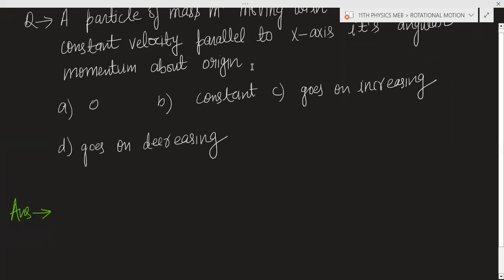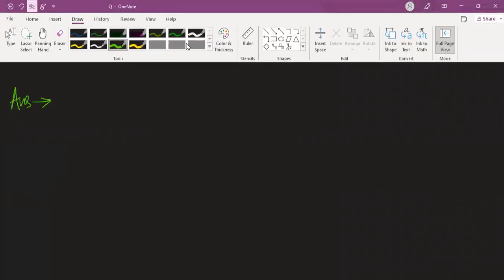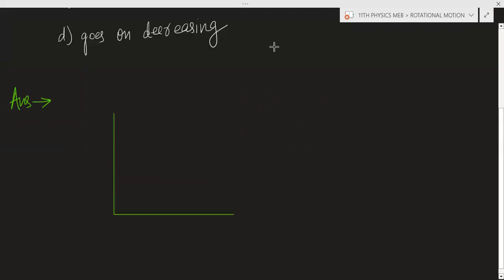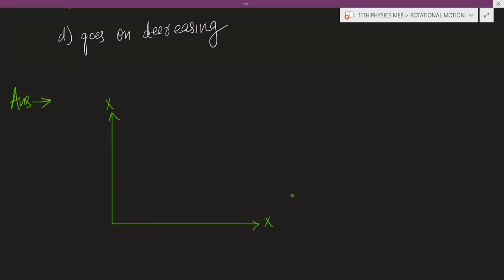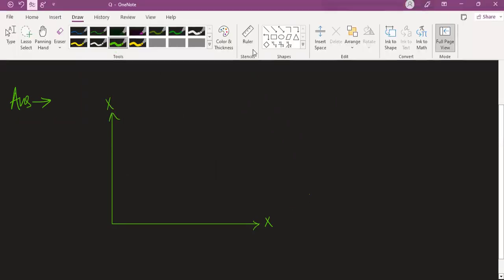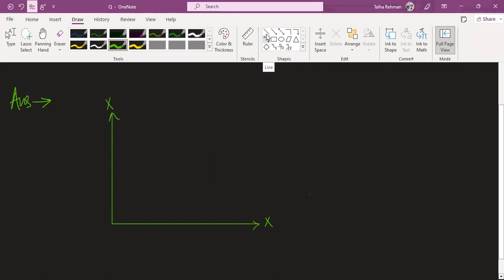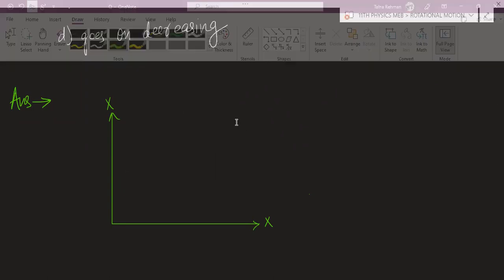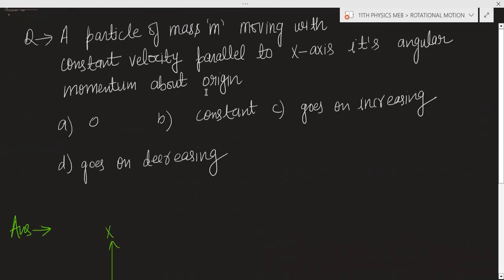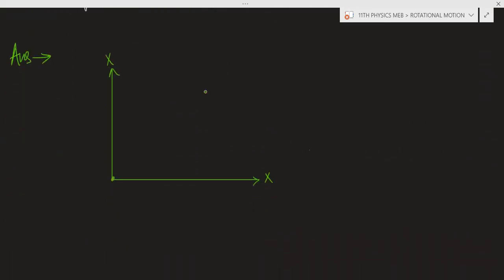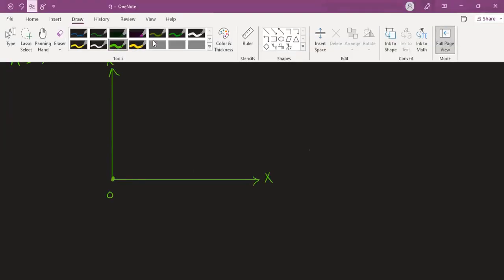There is a particle of mass m, and that particle is moving parallel to the x-axis. So there are two axes. This is the x-axis and this is the y-axis, and the particle is moving parallel to the x-axis. They are saying a particle of mass m moving with constant velocity parallel to the x-axis. Its angular momentum about the origin. So this is the origin.